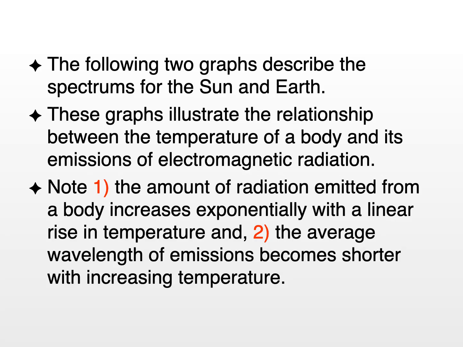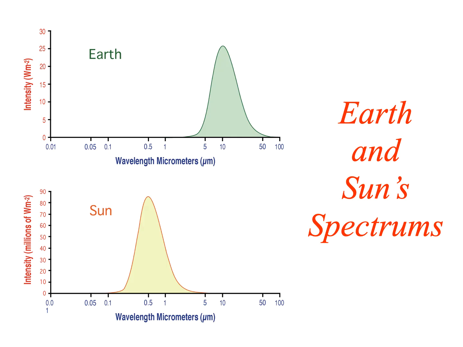So let's look at two spectrum graphs, one for the Earth, one for the sun. These graphs illustrate the relationship between the temperature of the body and its emissions of electromagnetic radiation. Note the following two things. One, the amount of radiation emitted from a body increases exponentially with a linear rise in temperature, and two, the average wavelength of emission becomes shorter with increasing temperature.